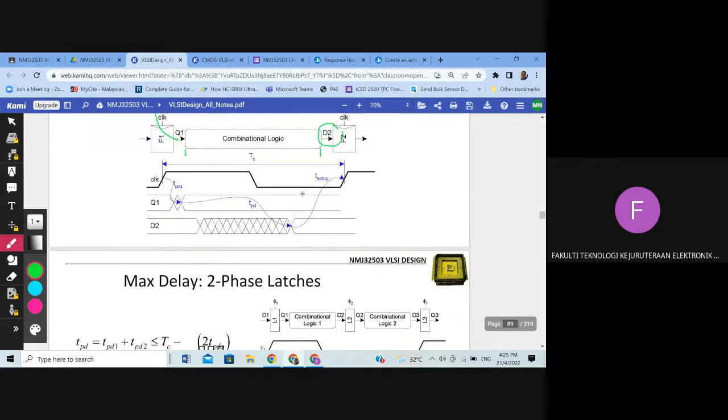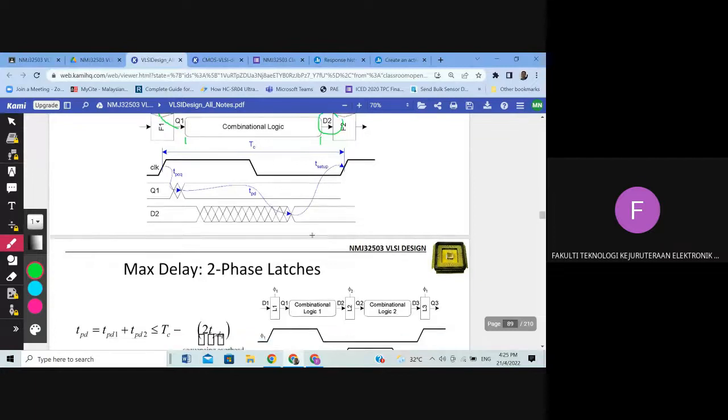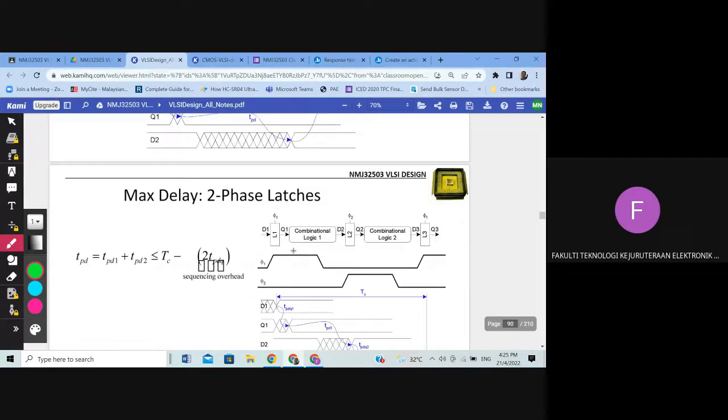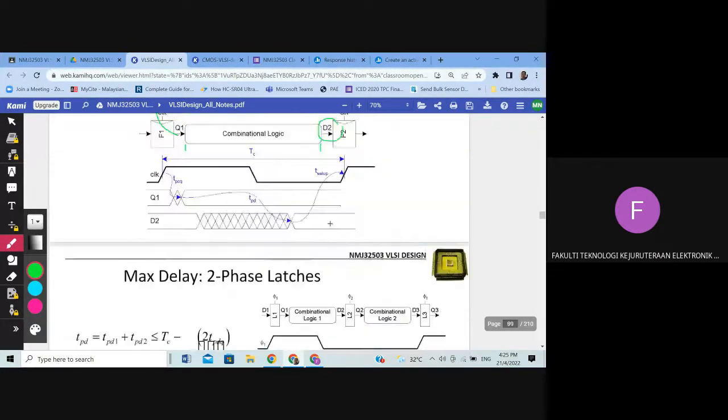Alright, and that's why we call this setup time. So you can see the various combinations of data in the two flip-flops F1 and F2. For the case of latches, two-phase latches, you can explore it later.